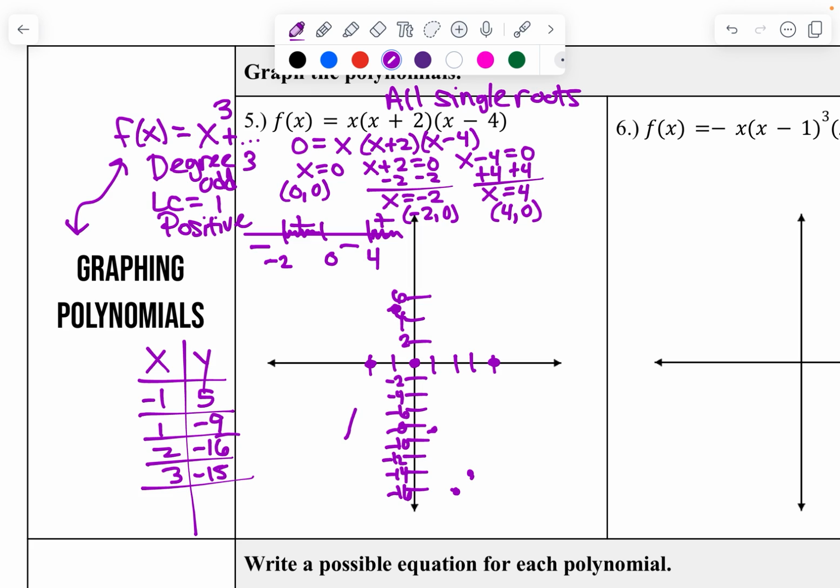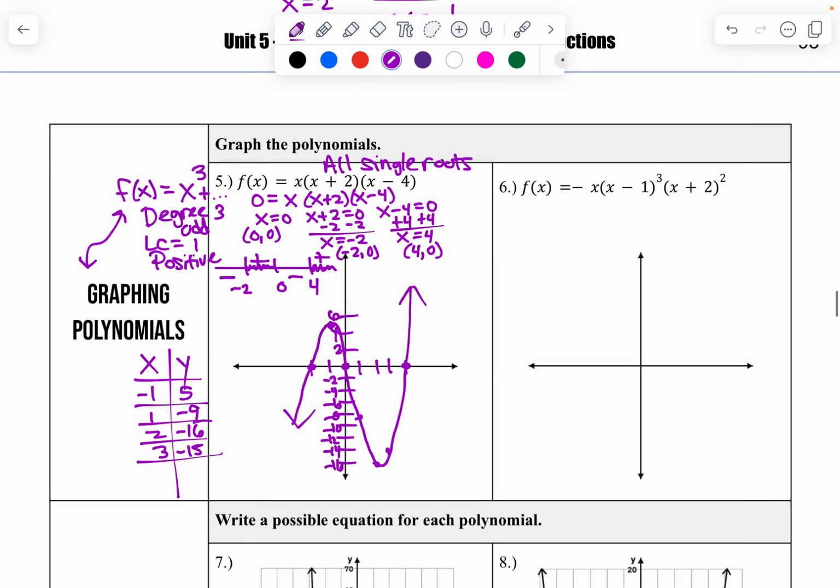So we know we start down, coming up here, down through these points, and then we end up. So there's our polynomial, our degree 3 positive or positively oriented polynomial.